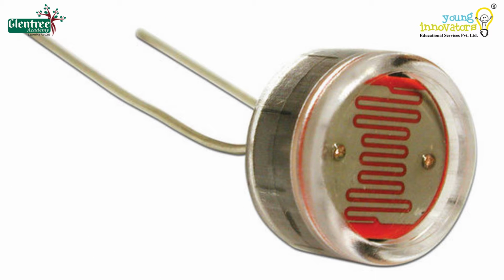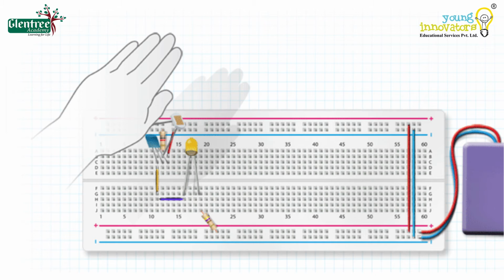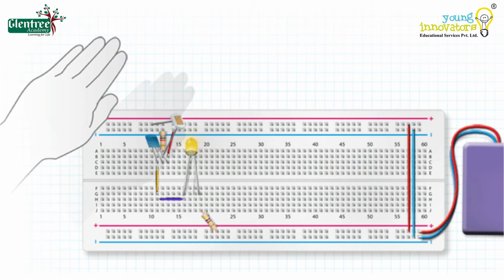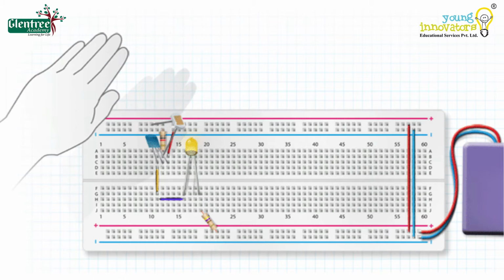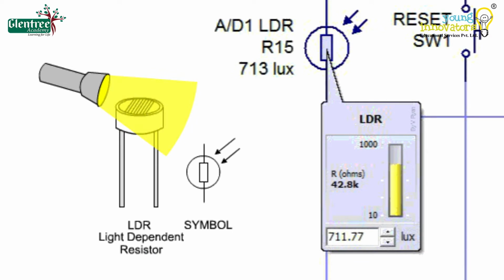A light-dependent resistor is a resistor where the resistance varies based on the amount of light falling on it. The resistance offered is less when the light is more, and the resistance offered is more when the light is less. When the LDR is kept in light, the resistance will be in kilo ohms, and when the LDR is kept in dark, the resistance will be 1000 times more than that when it is kept in light.